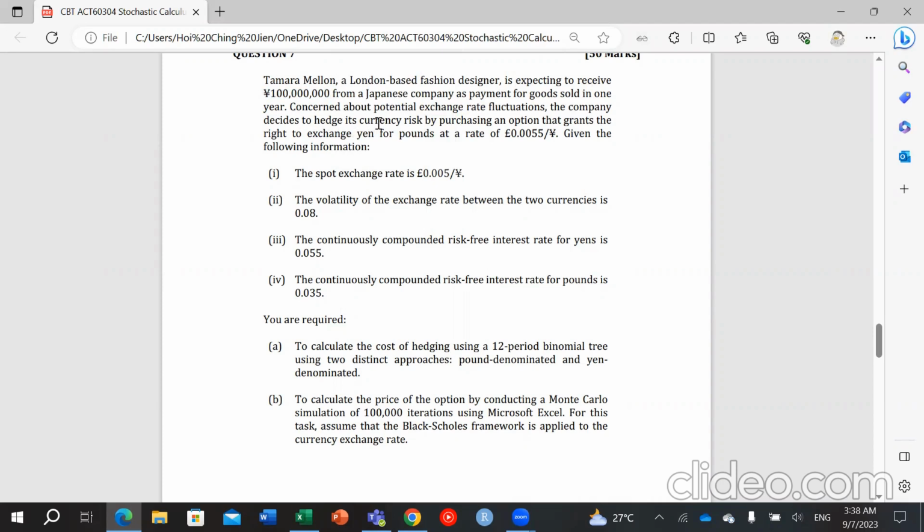So the company decided to hedge the currency risk by purchasing an option and exchange the yen for pound at the rate of 0.0055 pound per yen. So this is our K. Given the following information, the X0 is 0.005 pound per yen, the sigma is 0.08, the R for yen is 0.055, and the R for pound is 0.035.